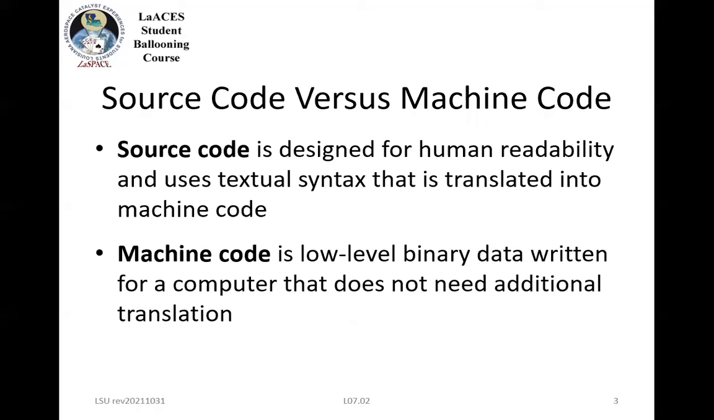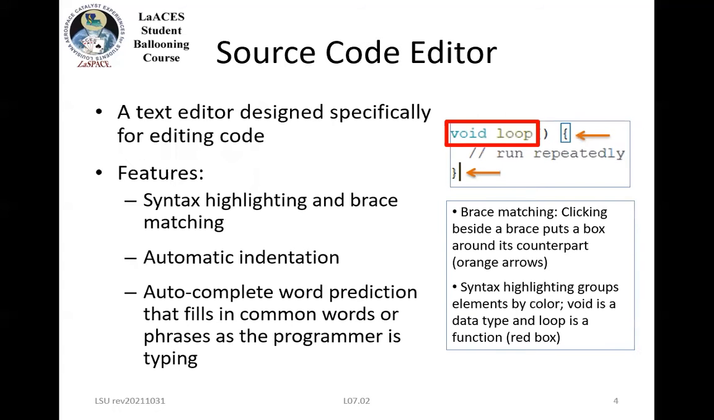So source code is the readable code written out in text that the compiler will then convert into machine code, right? That's the actual low-level binary instructions for a computer or microcontroller that tells it what it needs to do without additional translation.